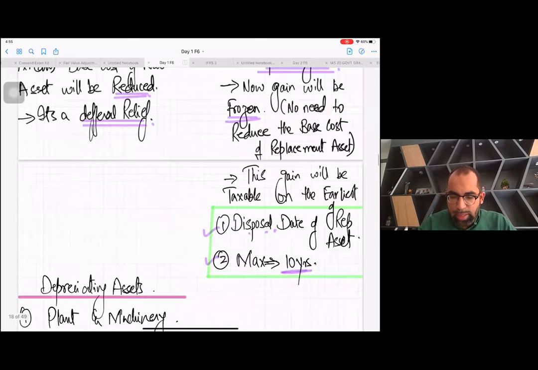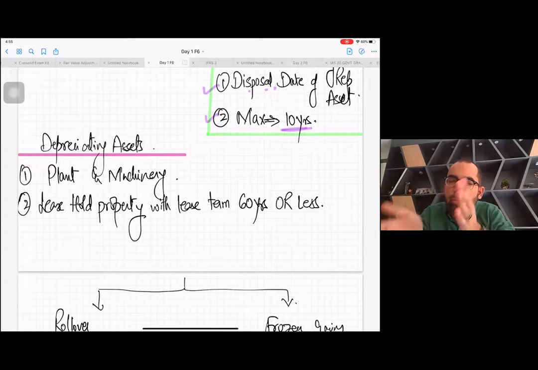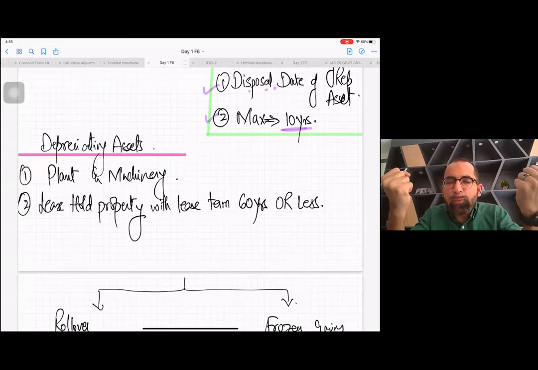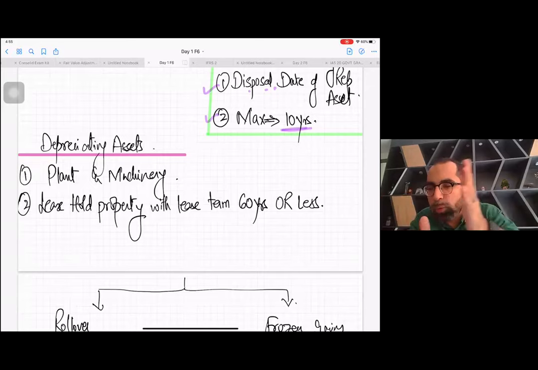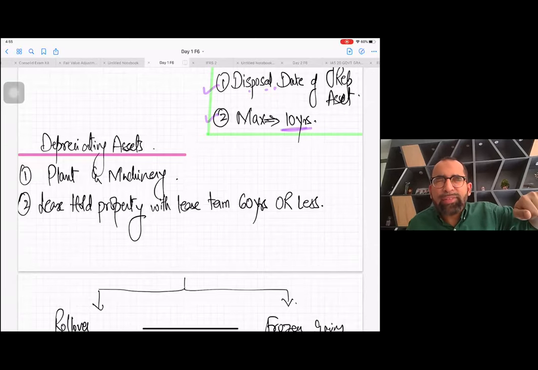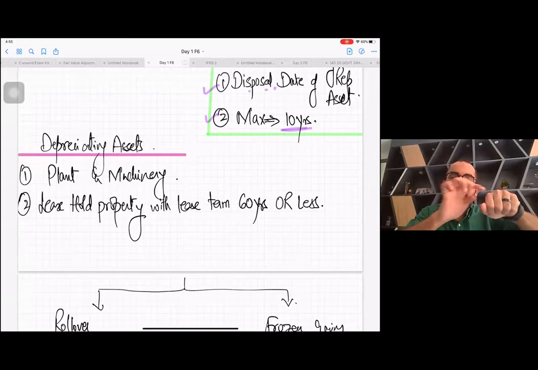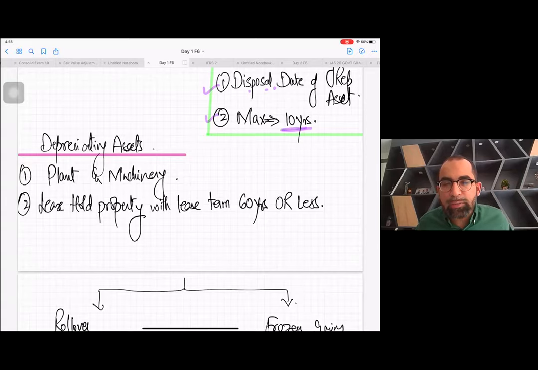Now, as a student, you may ask, sir, how will we recognize whether we have to do rollover or frozen gains? How will we recognize that we need to freeze the gain or roll over? The simple answer is, don't look at the old asset. Look at the replacement asset. If the replacement asset is a non-depreciating asset, then do rollover. But if the replacement asset is a depreciating asset, then you need to freeze the gain.